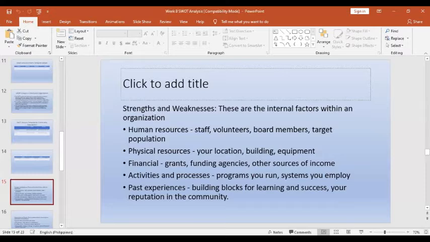The human resources talk about the manpower needed in the organization. The physical resources are, of course, the factors of production, or shall we say the equipment, building, and location. The financial resources are the funds and budgets. Activities and processes are the programs that can be used and the systems to employ in the business. And even the past experience, which provides building blocks for learning and success, or those building blocks that can be used for improvement.